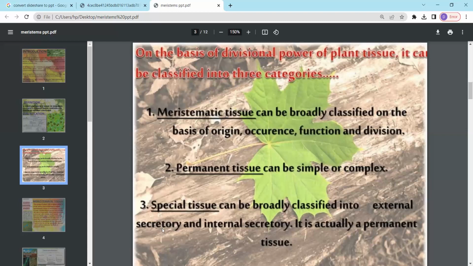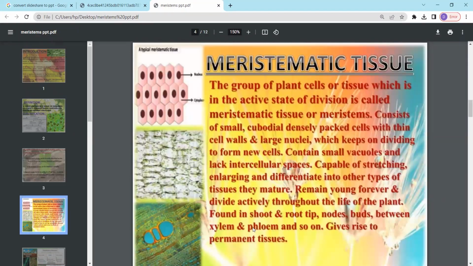Special tissues can be broadly classified into external secretory tissues and internal secretory tissues, and it is actually a permanent tissue only, special tissues also. So here, first today, we will discuss this meristematic tissues.